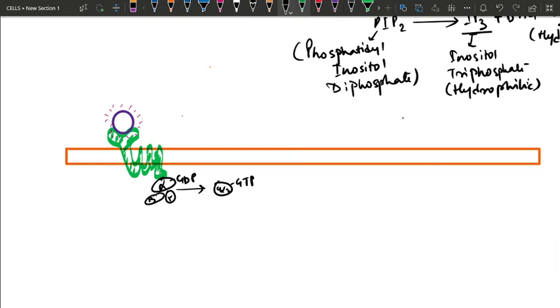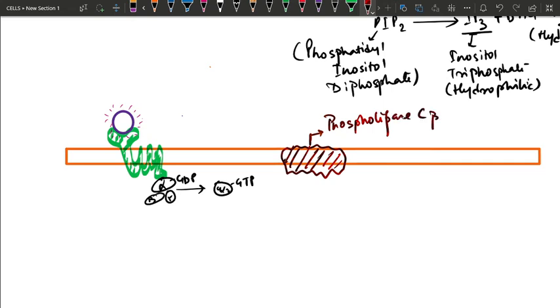Now there is a particular membrane spanning enzyme, that is the phospholipase C. This is what enzyme? Phospholipase C beta, not gamma, sorry, C beta. Now what happens? It actually breaks the PIP2 to diacylglycerol, which binds with the membrane like over here, and IP3.